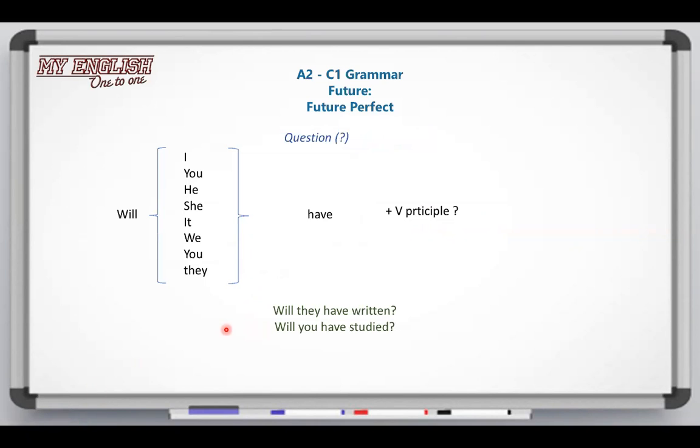And let's check the question. For the question, you start with the auxiliary will. You have all the persons: I, you, he, she, it, we, you, they, and then you have the verb have. Don't change to third person he, she, it, has. No, you have to maintain have. And then the verb in participle. For example, will they have written? Will you have studied?